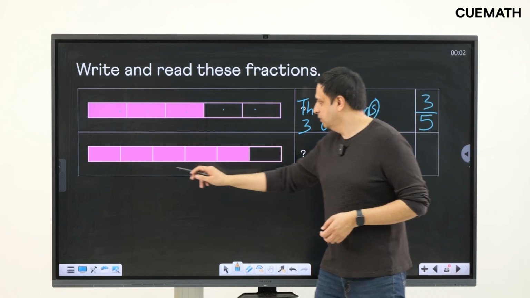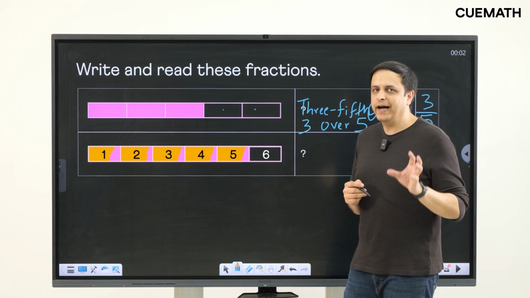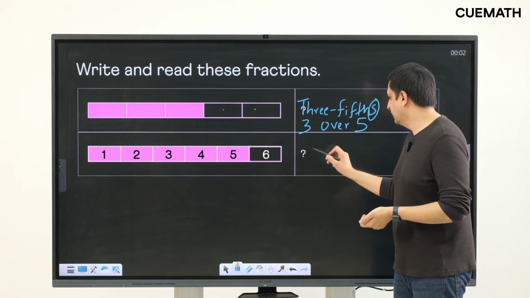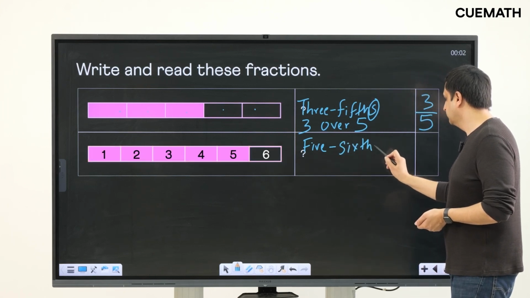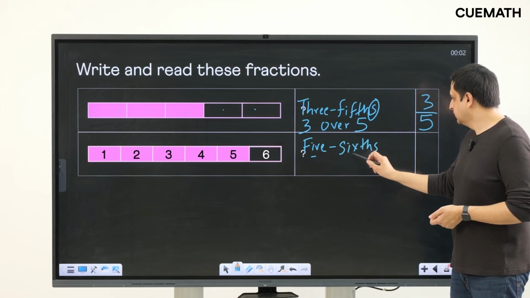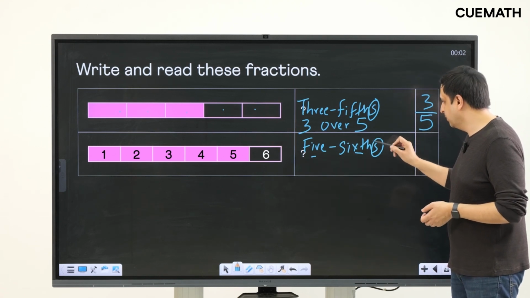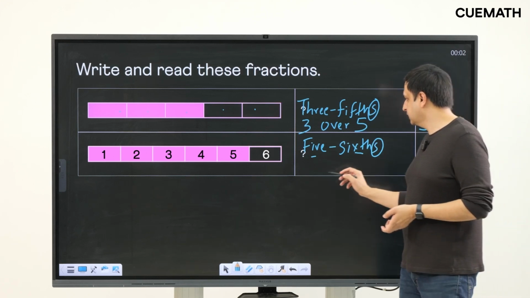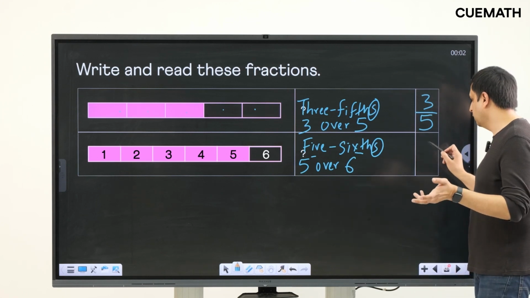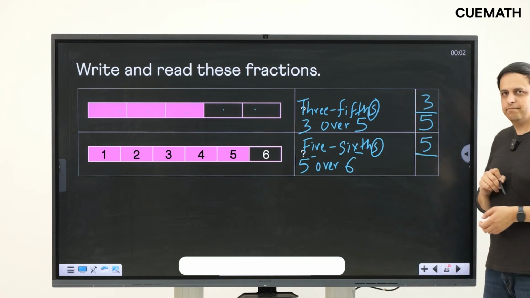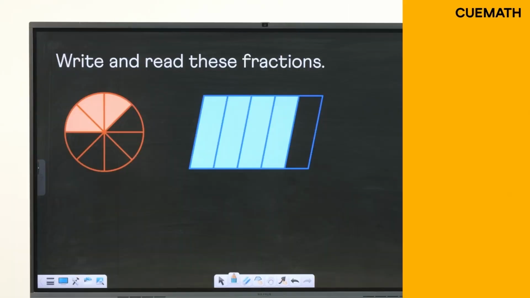What about this one here? The bar has been divided into 1, 2, 3, 4, 5, 6 equal parts. 5 of those parts are shaded. So, the way to read this fraction would be 5/6, and once again 5 is the number of shaded parts, 6 because the bar has been divided into 6 equal parts, and this S here because multiple parts are being selected. So, 5/6 or 5 over 6, that is how you would read this fraction, and the way to write this would be 5, horizontal line and then 6 at the bottom. Very straightforward.